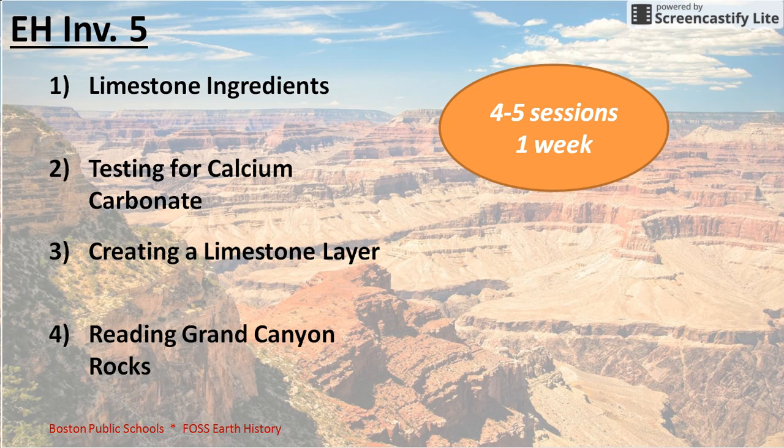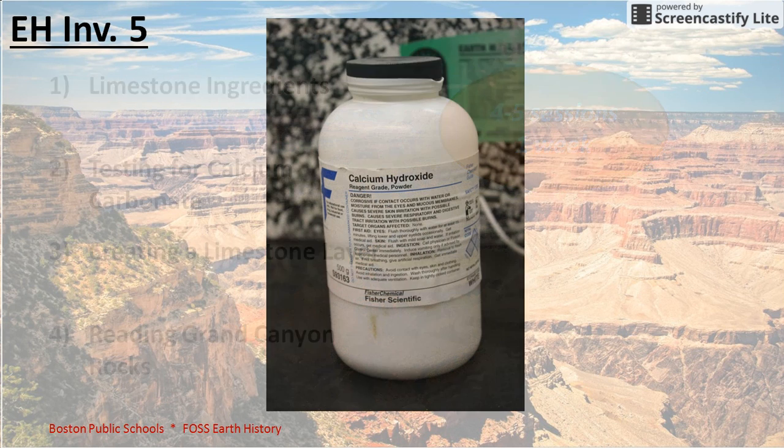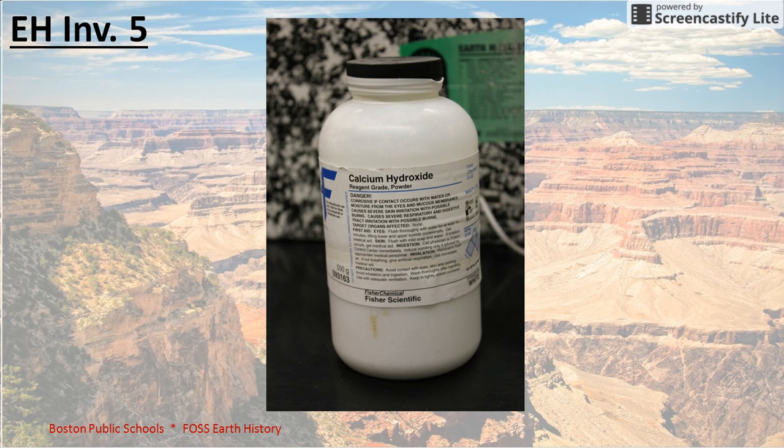And students begin by looking at some of the chemistry of limestone formation. This is calcium hydroxide, which comes with the kit. Students will not be working with this directly, but instead you as the teacher will be using this to create a saturated solution of calcium hydroxide, which is also known as lime water. Follow the directions of the kit very carefully.